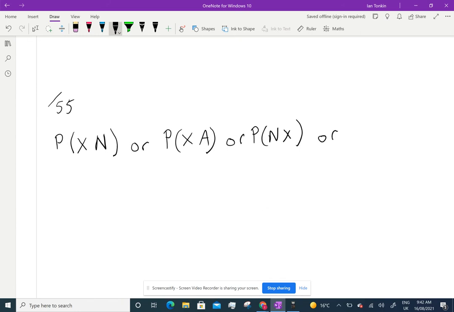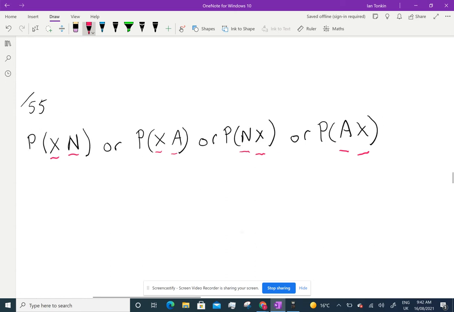Or the first person likes another brand and the second person likes brand X. They're all the possible ways that can happen. The first person likes brand X, the second person doesn't like an energy drink. The first person likes brand X, the second person likes another brand. The first person doesn't like energy drinks, the second person likes brand X. The first person likes another brand, and the second person likes brand X. And you multiply all those out together.